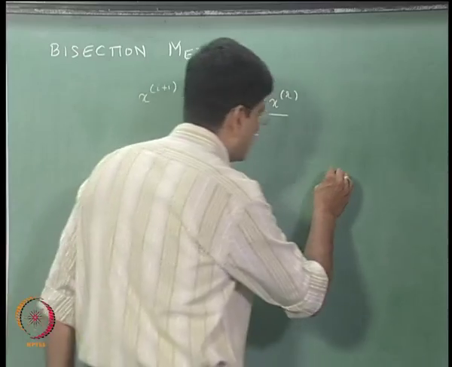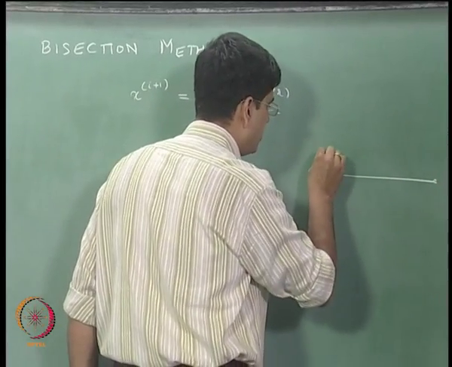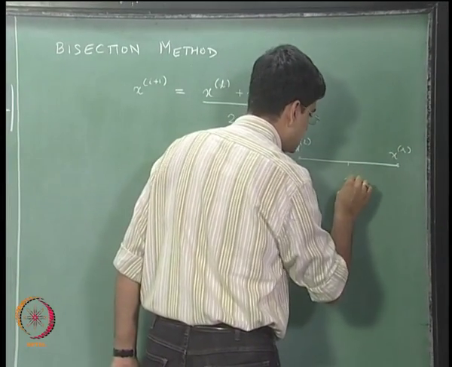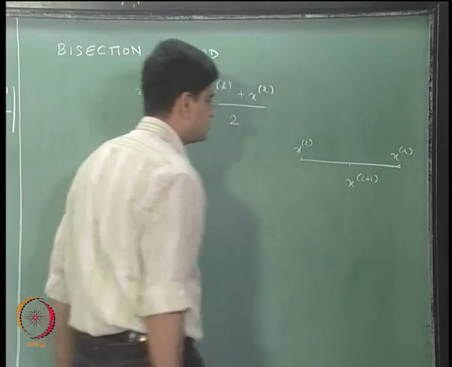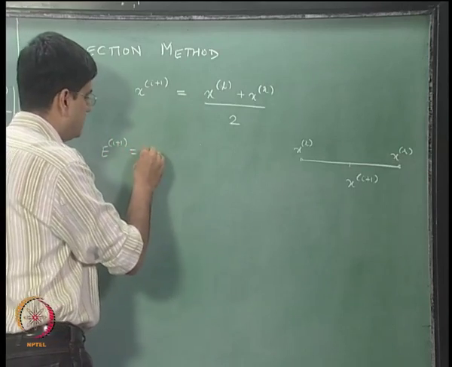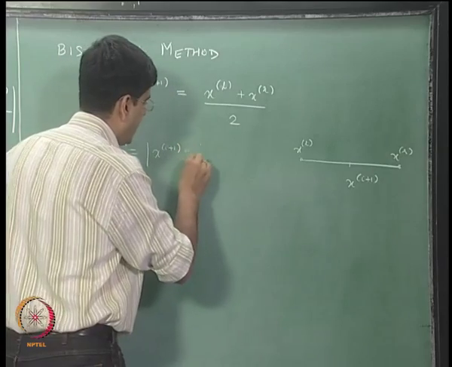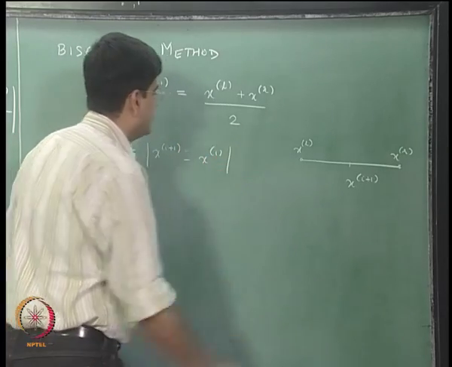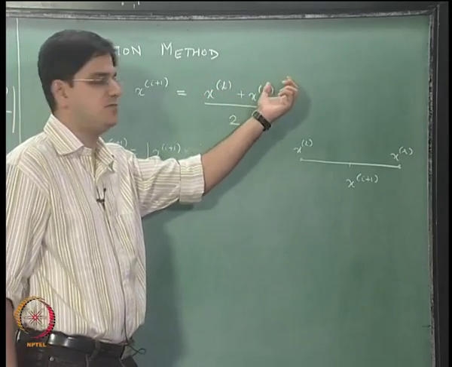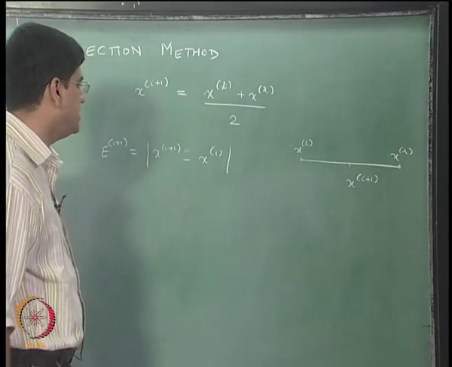So geometrically what that means is basically this is going to be our xl, this is going to be our xr, and this is going to be our x_{i+1}. Our error e_{i+1} is going to be nothing but the absolute value of x_{i+1} minus xi. Keep in mind xi is either going to be xl or it is going to be xr. So xi is either equal to xl or equal to xr.